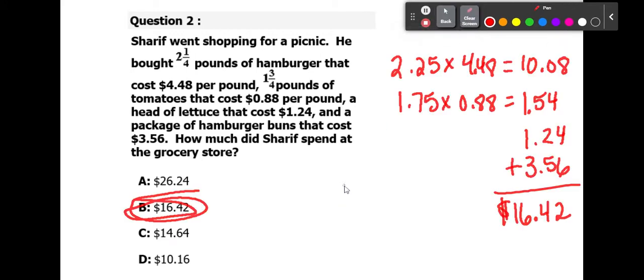Okay, so I am back. I don't know where the writing went, but I multiplied 2.25 pounds times $4.48, and that gave me $10.08 just for the hamburger meat. And then 1.75, because that's what 1 3/4 equals, times the 88 cents. So it's $1.54 for the tomatoes. And then I added those up on my calculator to give me $16.42 is how much Sharif spent at the grocery store. So you had to do some multiplying before you did some adding there.